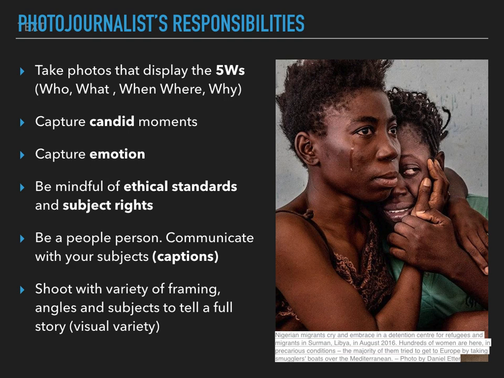And you also want to make sure that you are shooting with a variety of framing, a variety of angles, and different subjects to tell the full story. We call that visual variety. You don't want to have the same note within your photos. You want there to be different perspectives, different angles, just variety to fully tell the story. Shooting down low and shooting upward, shooting from above. We'll go into those things in later slides here, but you don't want to be a one-trick pony when it comes to covering a story visually.